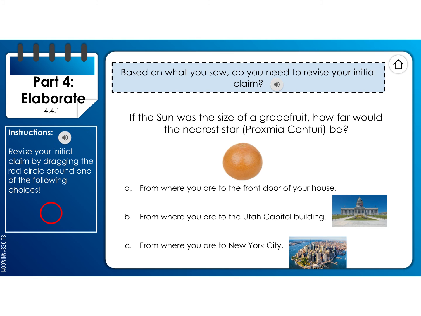And then the last thing is, we revisit the question you were asked on the first day, which is about the sun being the size of a grapefruit. How far would the nearest star be? And now, based on everything that you've seen and everything that you know, would your answer change? So that's the question on that, and that is the end of day 2.